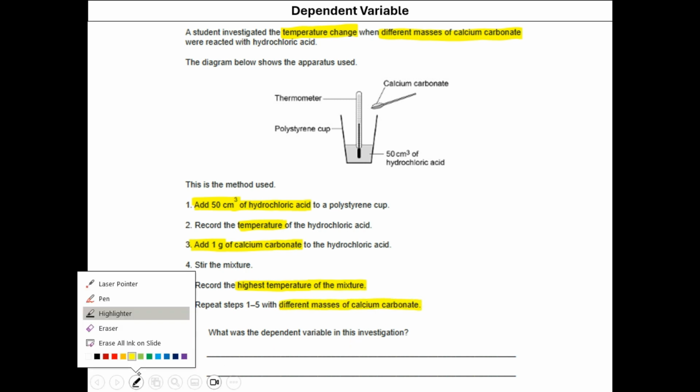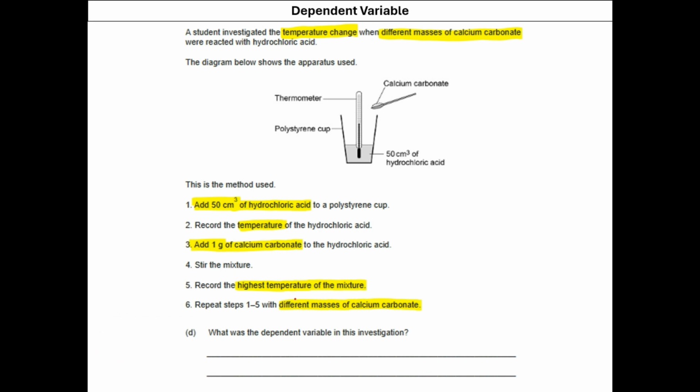And we are being asked what the dependent variable is. Well, just pause. The independent variable is the thing I decide to change. Well, I'm deciding to change the different masses of calcium carbonate. So that must be my independent variable, because I am changing that. I will decide how much calcium carbonate I want to put in.